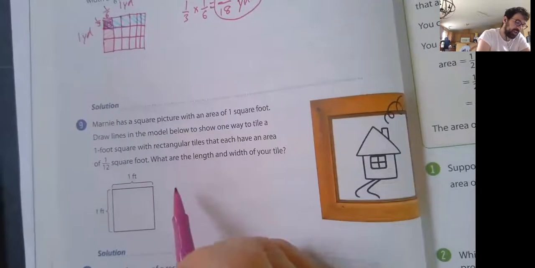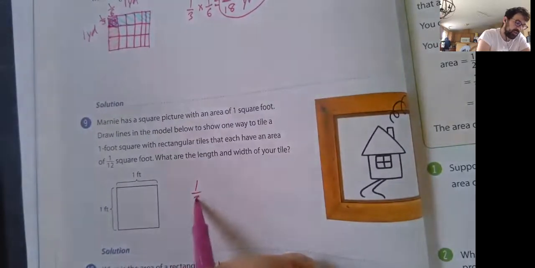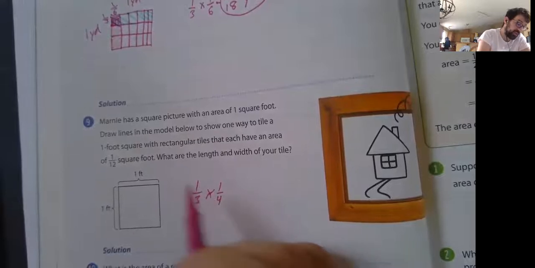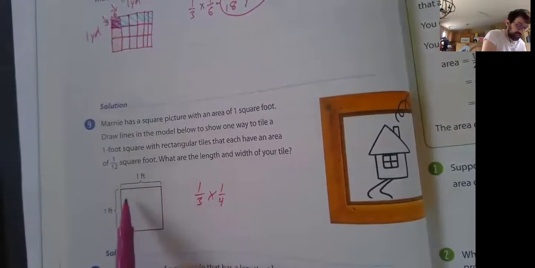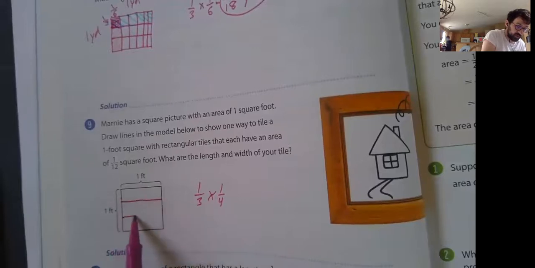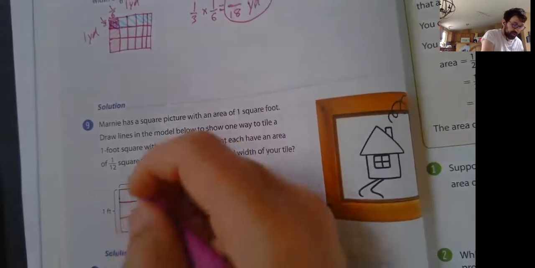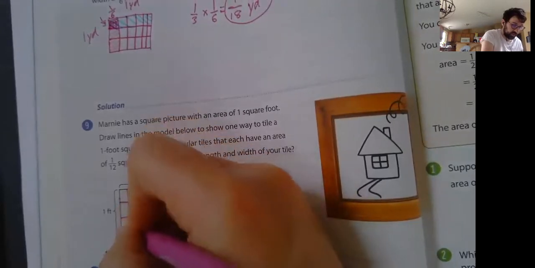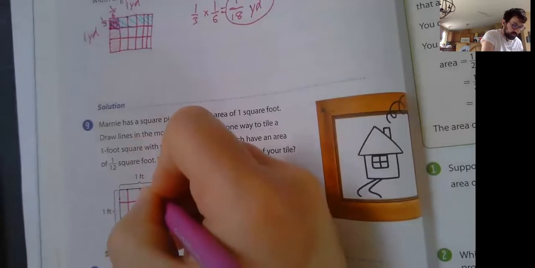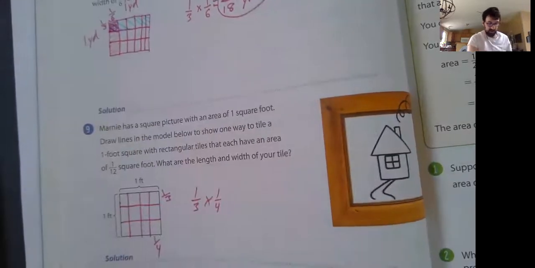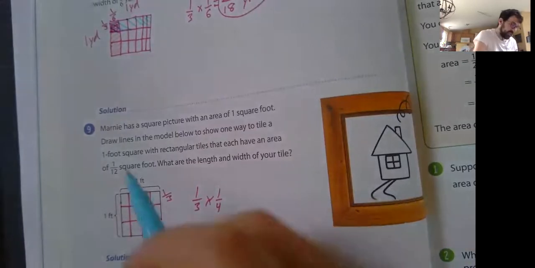So I'm going to do 1/3 times 1/4. That's what I'm going to do. And so I'm going to go ahead and break this into thirds. 1, 2. So that's thirds here. This is 1/3. I'm going to break this into fourths. We're going to do 1, 2, 3. This is a fourth. Okay. And the same idea is that this is a fourth here.